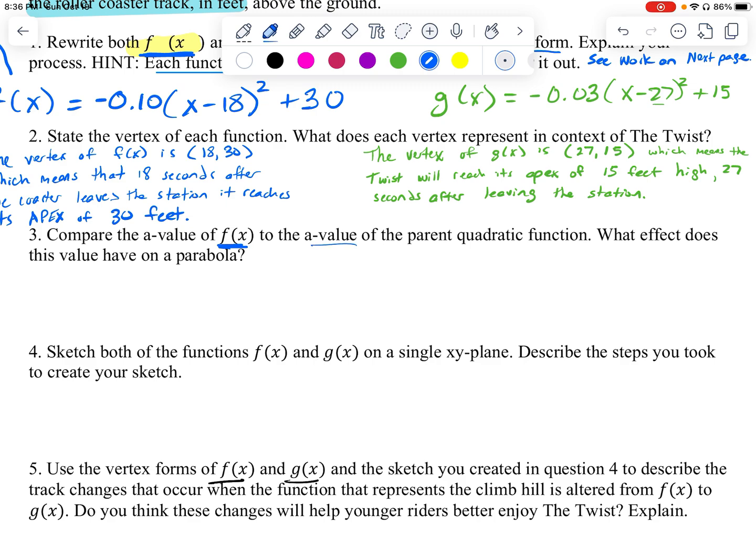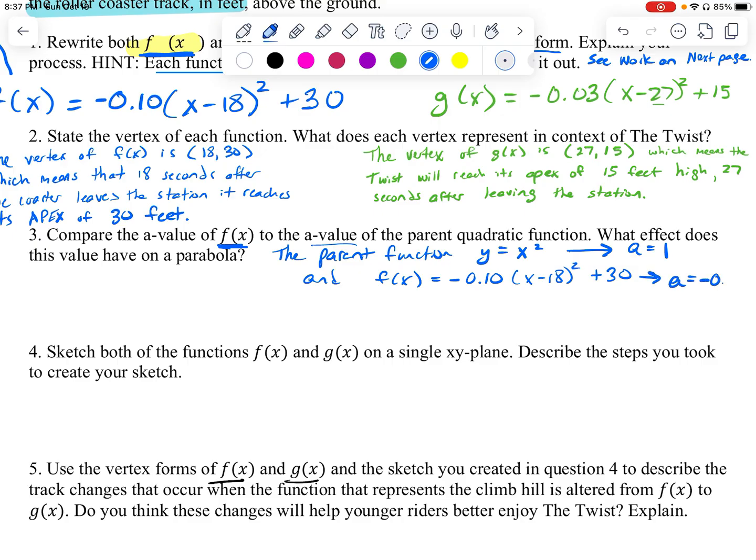So that parent function is y equals x squared. And f of x, the function, equals negative 0.10 times x minus 18 squared plus 30. So our a value for the parent function is 1. The a is 1 in that function. And the a value for f of x is negative 0.10.